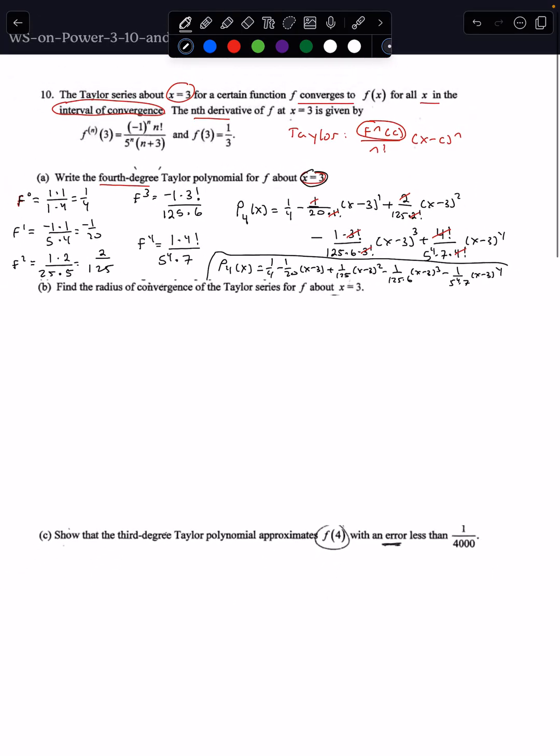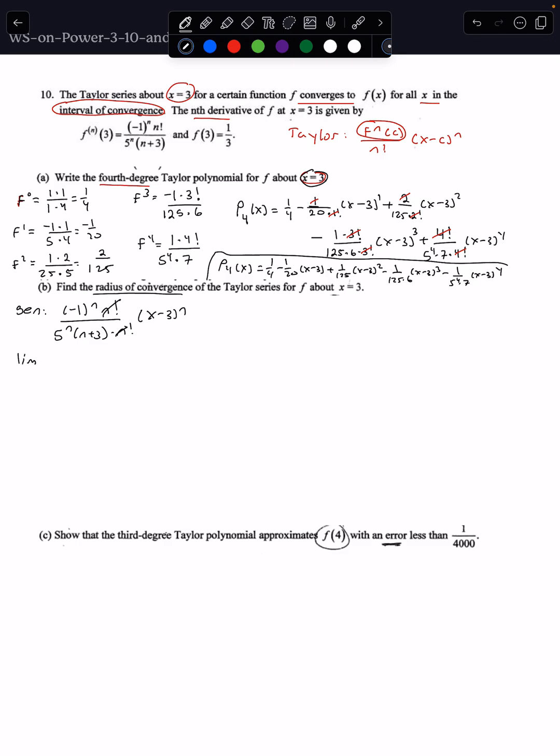All right, for part B, now they want us to find the radius of convergence. So for this one, we will need our general term. That's just going to be this, negative 1 to the n, n factorial, over 5 to the n, times n plus 3. Remember, this is just the top of my Taylor polynomial here, so I would have to divide this by n factorial. I can just put that on the bottom, and this becomes x minus 3 to the n. And of course, the factorials cancel, which is nice.